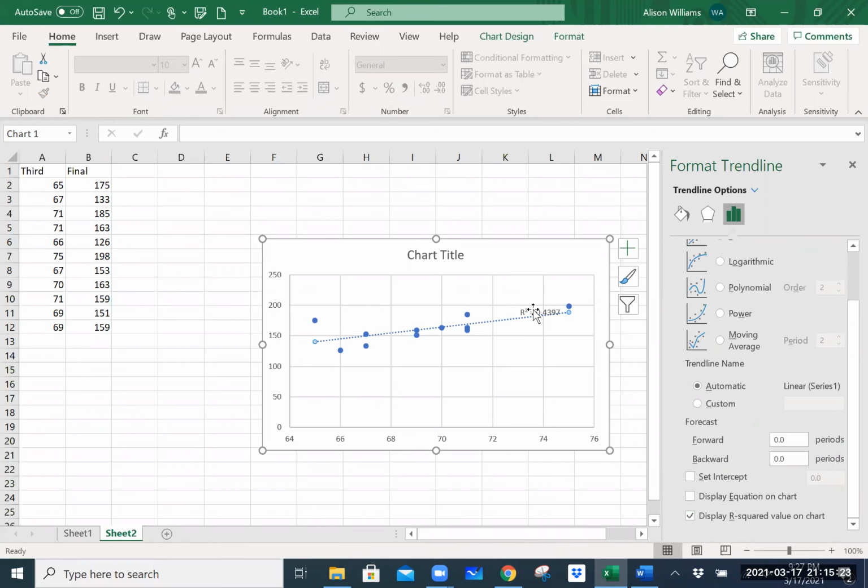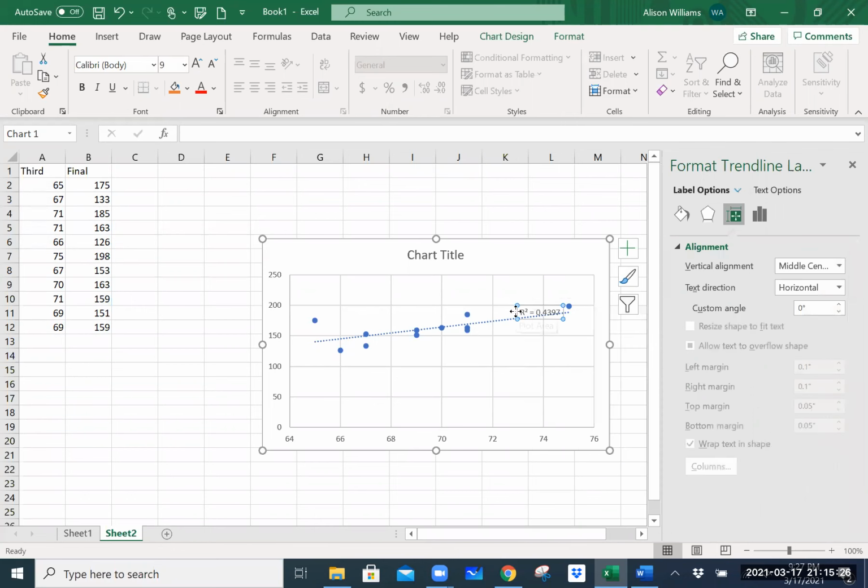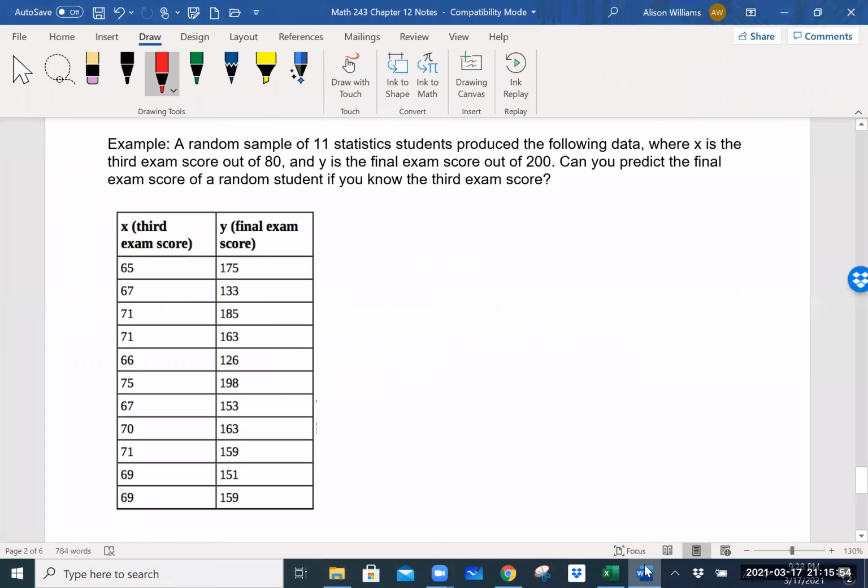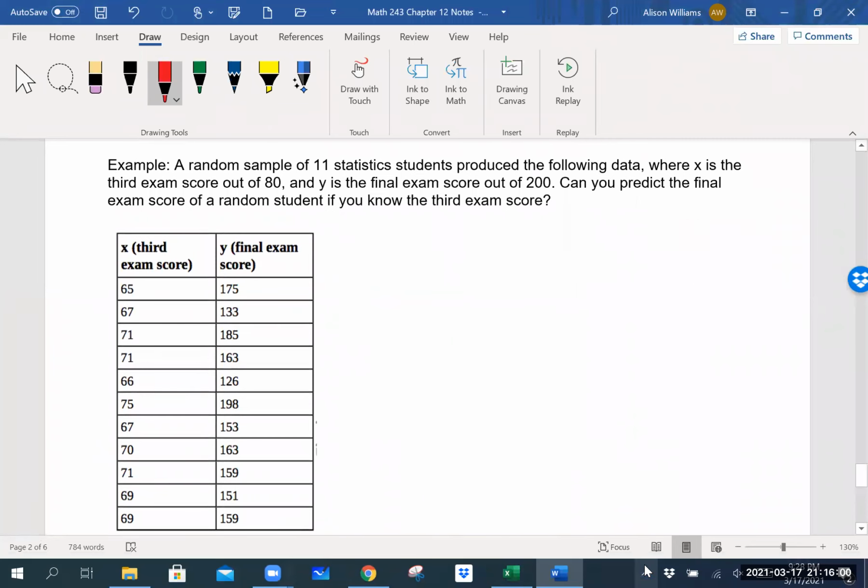Okay, so I'm going to take that R squared value and plug it into the calculator and figure out what the square root of it is. So the square root of 0.4397 is 0.66. That would be R. Because this is going in an increasing direction, the line is increasing, it would be a positive R value. All right, so let me go back to my notes here. I'm going to write that down. So based on that information, I'm getting an R value of 0.66.